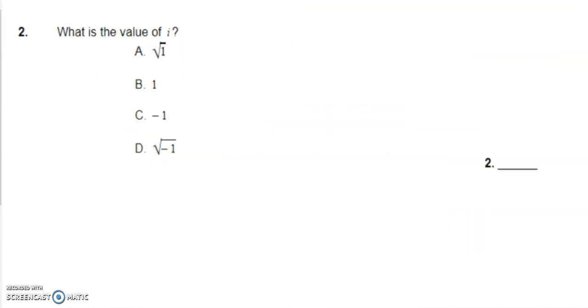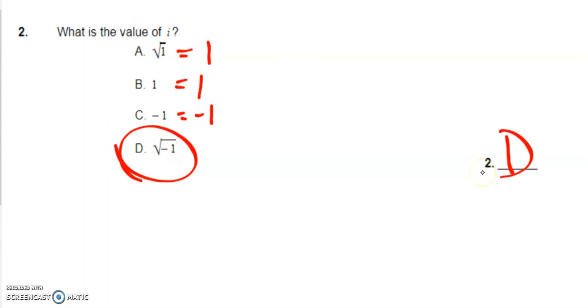All right, what is the value of i? Well, the square root of 1 is just 1, so that's defined for us. The square root of -1 is the thing that is new to us. We don't have a way to mathematically define it, so we instead call this i.